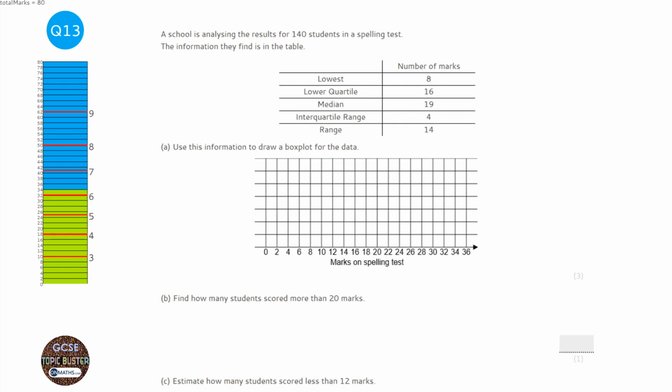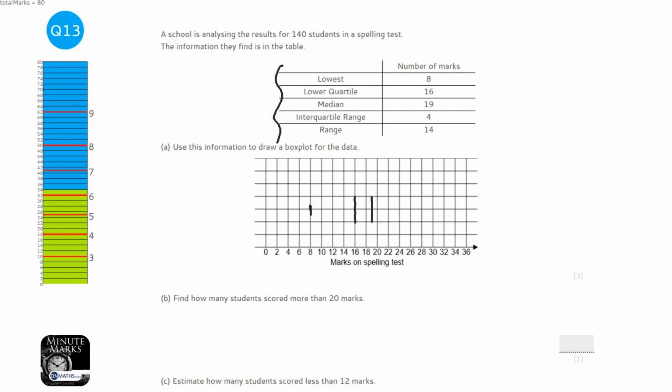Okay, so box plot question. Now, it might be tempting to think that the information here is all you need to plot on the box plot. Well, it's not quite that simple. The 8 is the lowest, so I can plot 8. And the lower quartile is 16, so that's fine. I can plot that. And the median 19, I can plot that.